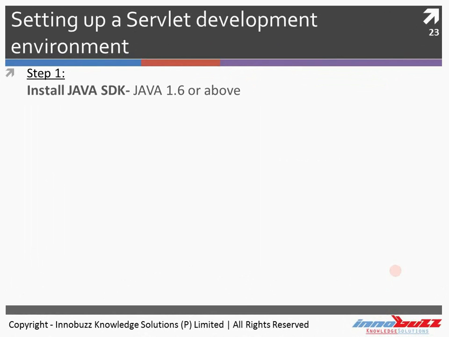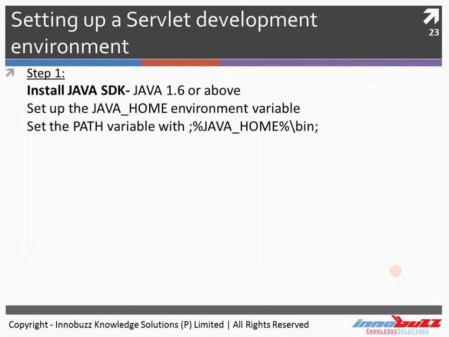Setting up a servlet development environment involves Java SDK, which currently needs Java 1.6 or above to have all the features provided by JEE6. So set up the JAVA_HOME environment variable in my computer. Set the path variable with JAVA_HOME/bin.